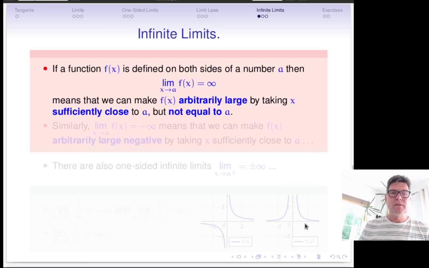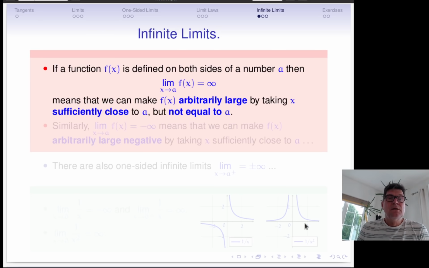Sometimes the limit doesn't exist because the numbers are just too big. We still use limit notation in this case to indicate infinite limits. So here's an intuitive definition. If a function f of x is defined on both sides of a number a, then we write the limit as x goes to a of f of x is infinity if we can make f of x arbitrarily large, that is as big as we like, by taking x sufficiently close to a but not equal to a.